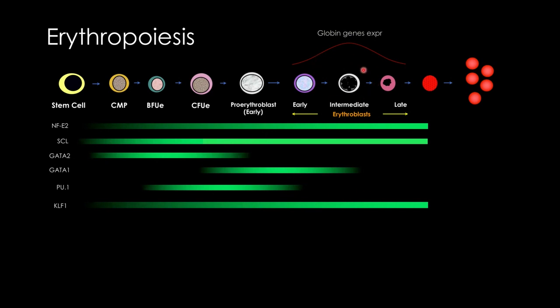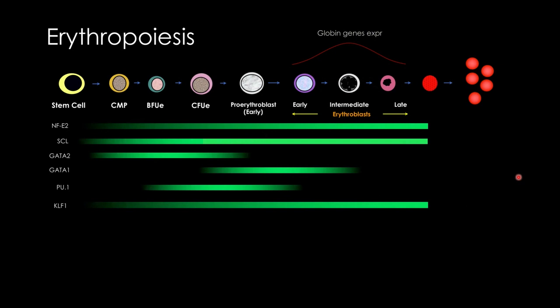Much later during erythropoiesis, a key transcription factor called KLF1, or EKLF, or erythroid-specific KLF, will make the final decision between megakaryocytes and erythroblasts and will push the cells to the erythroid lineage.